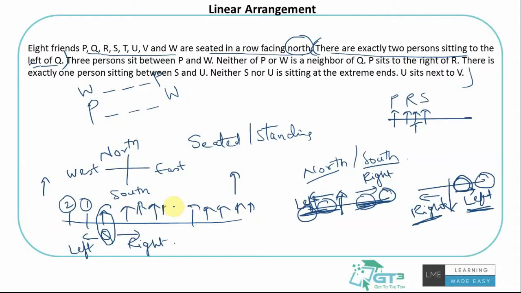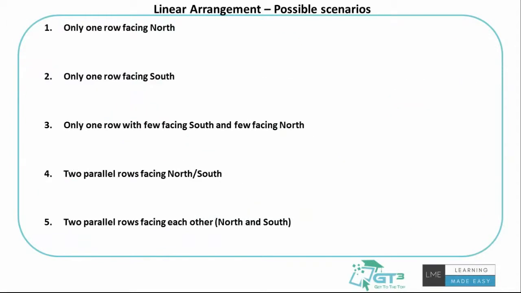These would be the indirect clues. So it's always better to use all the direct clues and then get to the indirect clues, so that you can actually make efficient use of given clues and also do it in a shorter time. So let's look at the possible scenarios in terms of arrangement, what you generally get to see in the questions.